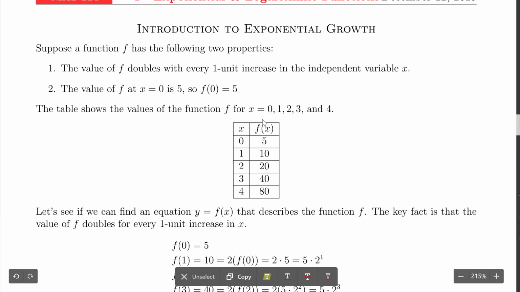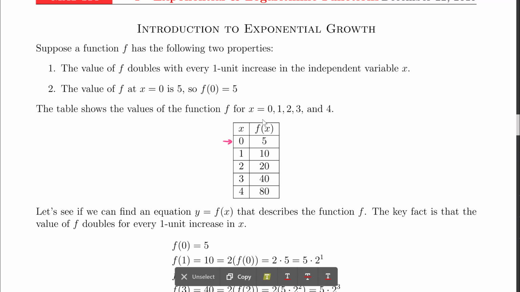So here we talk about exponential growth. Kind of a little quick introduction. And so suppose that you have a function that has the following properties. 1, the value of the function doubles for every unit of increase across the x-axis. And then the value of f at x equals 0 is 5. So we have some initial conditions. The first one being that when x is 0, the value is 5. And we know that for every unit increase of x, f of x doubles.